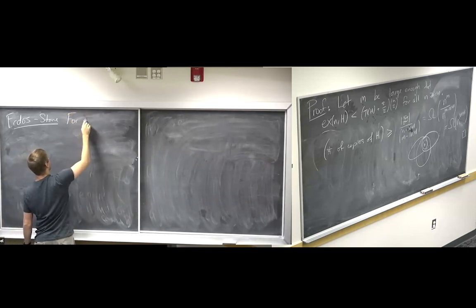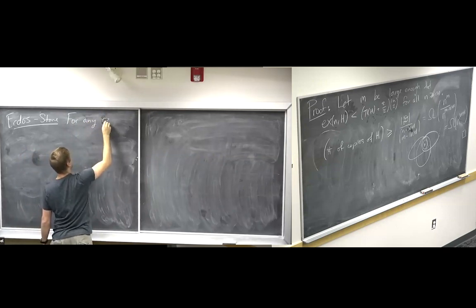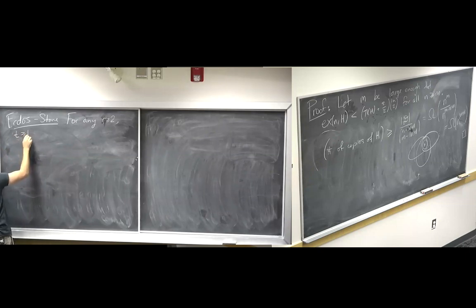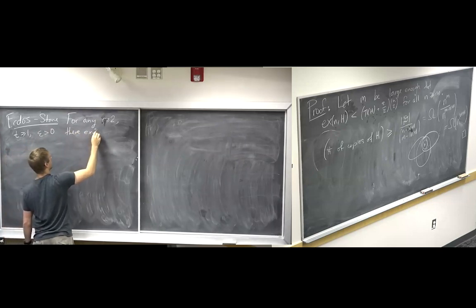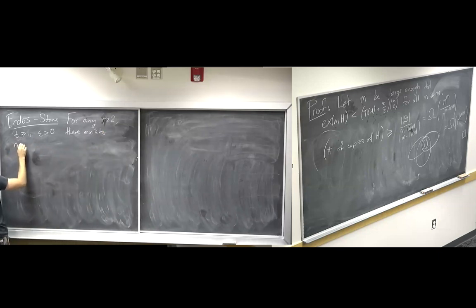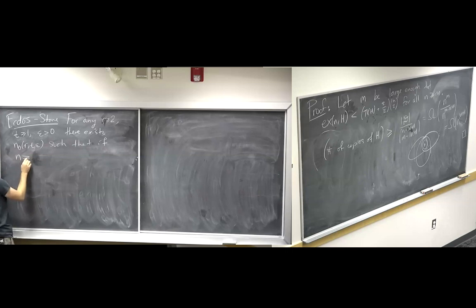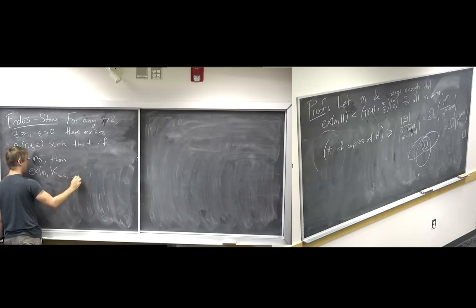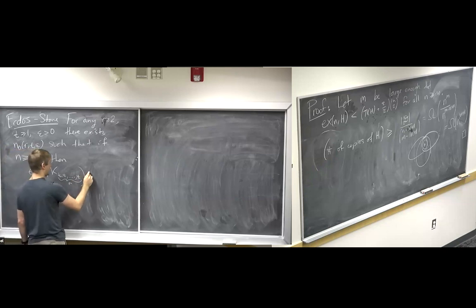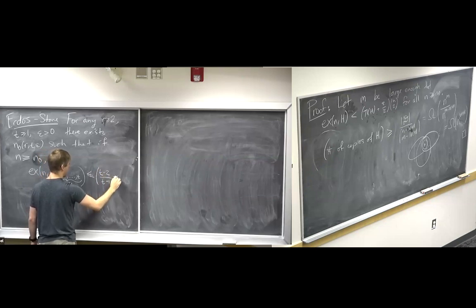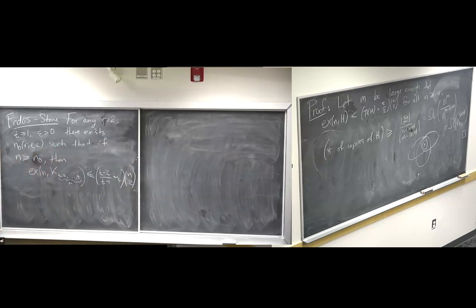So I'm going to prove that for any r at least 2 and t at least 1 and epsilon positive, there exists n naught, not depending on r and t and epsilon, such that if n is at least n naught, then the extremal number of this complete multipartite graph with r parts, all of size t, is less than or equal to t minus 2 over t minus 1 plus epsilon times n choose 2. I think this is the same statement.